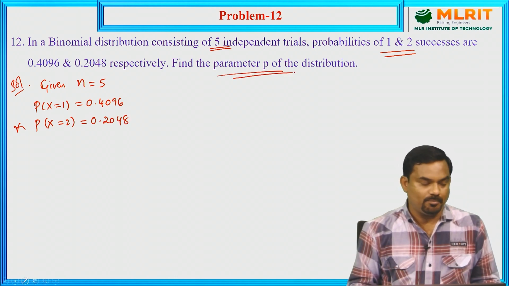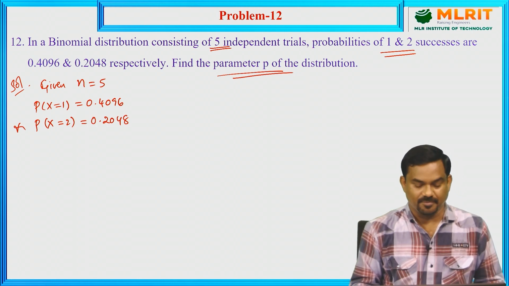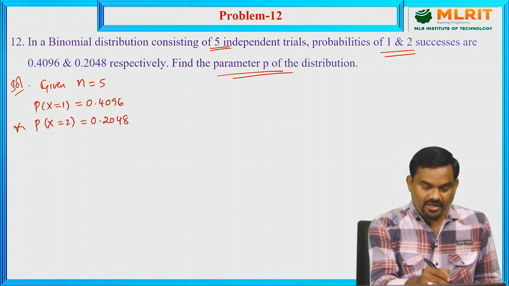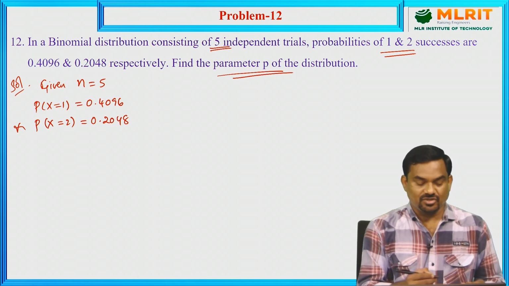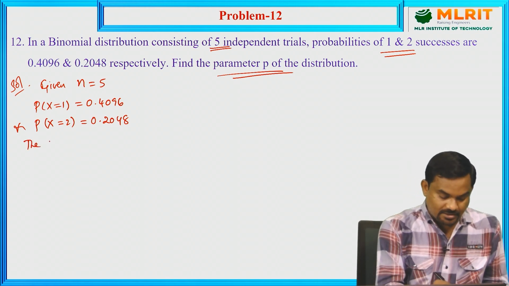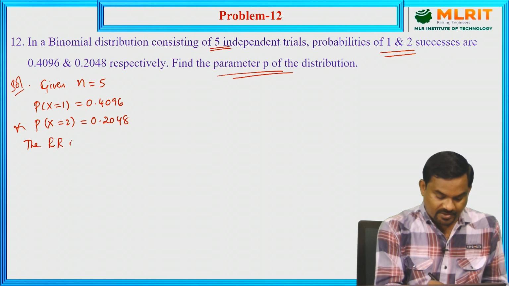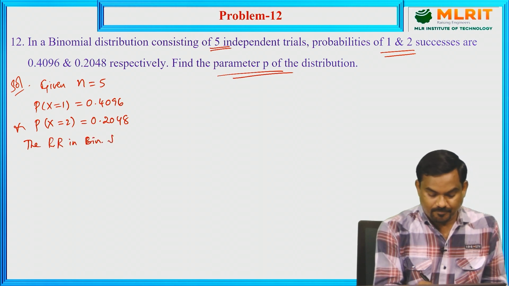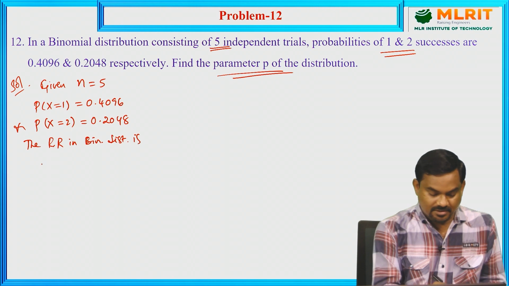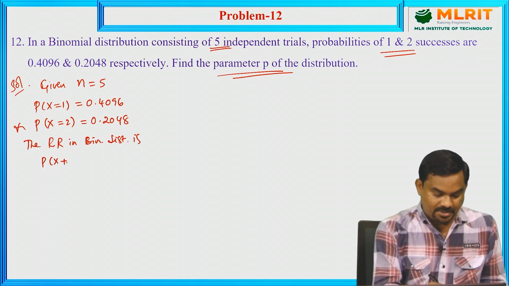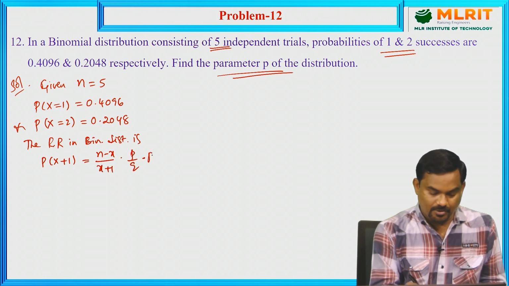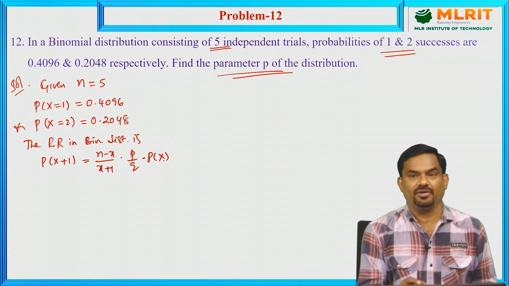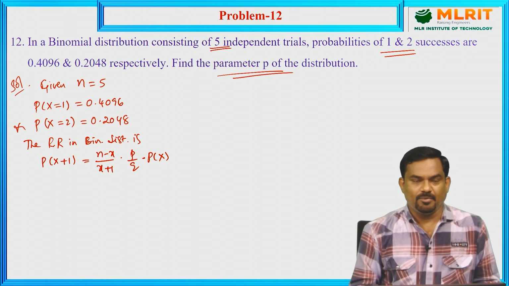So we need to find the probability of success, and we can find this probability p using the binomial recurrence relation. So the recurrence relation in binomial distribution is probability of x plus 1 successes is given by n minus x by x plus 1 into p by q into probability of x successes, which we have discussed in the binomial distribution part 1.